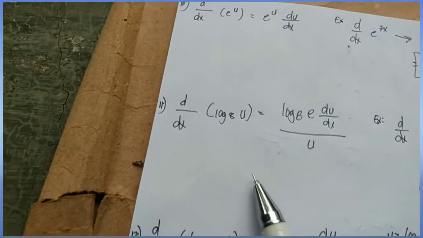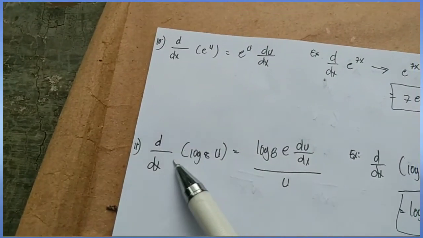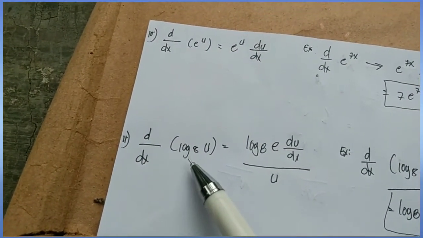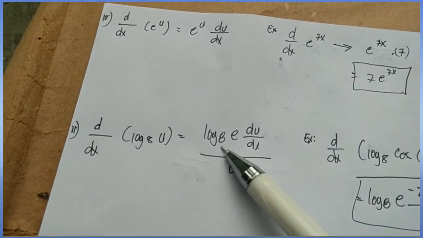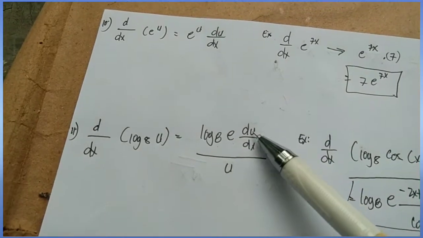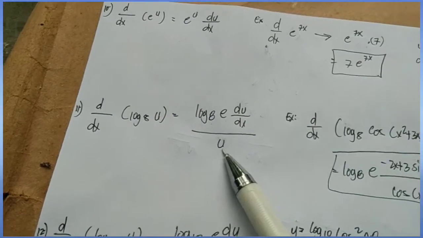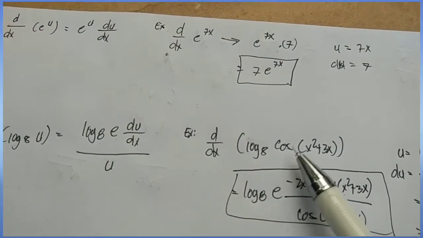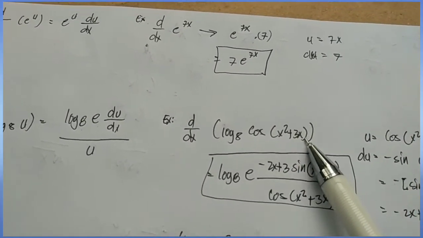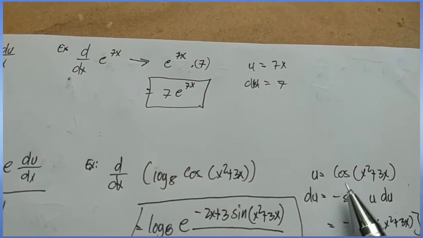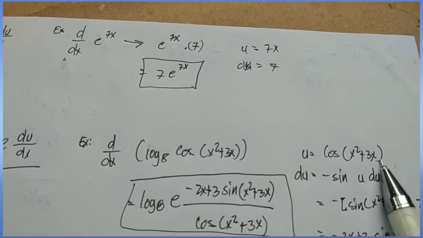For number 11, we have a logarithmic function. d over dx of log u to the base of 8 is log 8 e times the derivative of your u all over your u. So for example, we have log to the base of 8 of cosine x squared plus 3x. First you need to find your u. Your u is cos of x squared plus 3x.